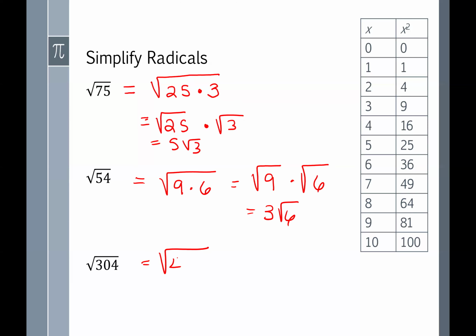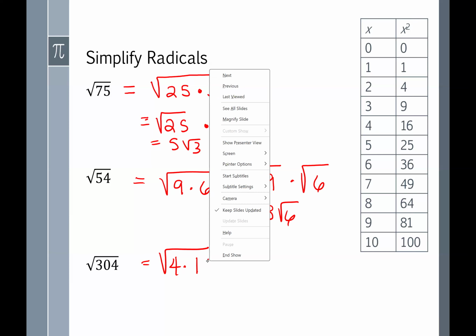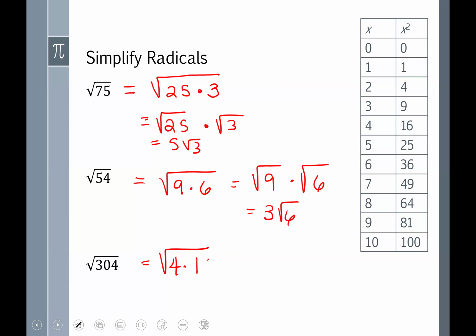So is it divisible by 4? Is it 4 times what? Is it divisible by 16? It is divisible by 16. 16 times 19? Okay. I was just seeing if you were awake.